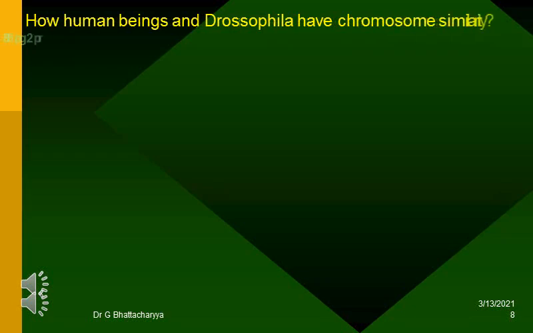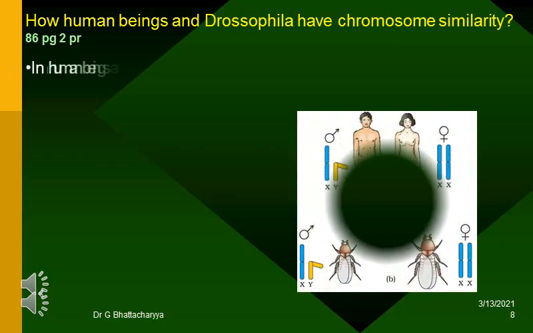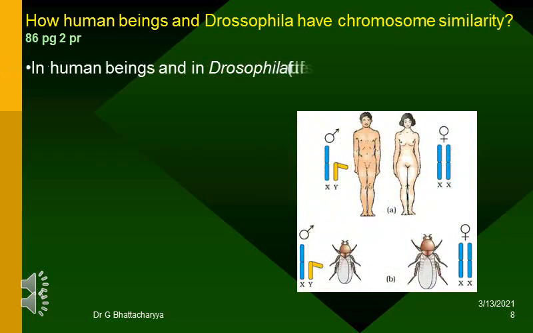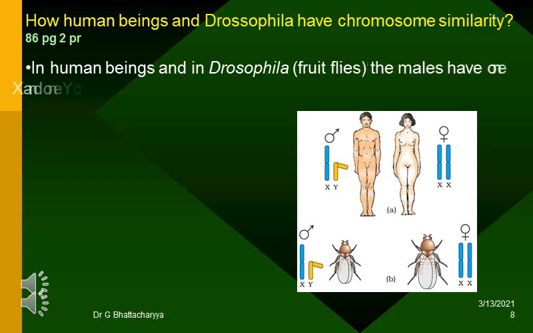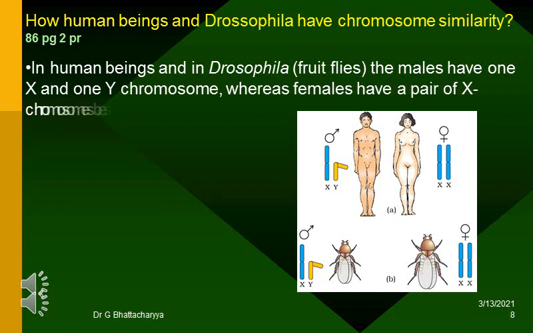How do human beings and Drosophila have chromosome similarity? In human beings and in Drosophila, the fruit flies, which scientist Morgan studied, males have one X and one Y chromosome, whereas females have a pair of X chromosomes besides autosomes. What is called male heterogamety?